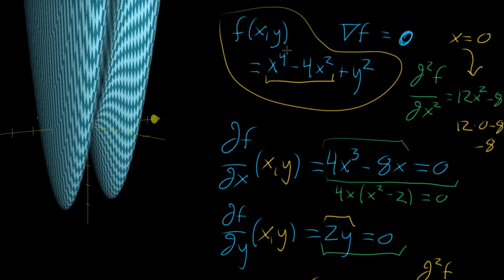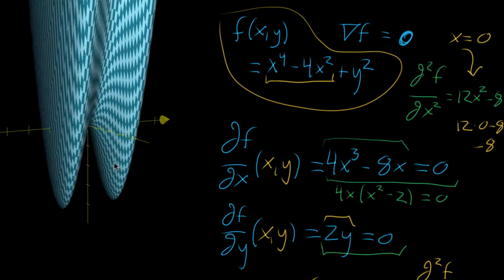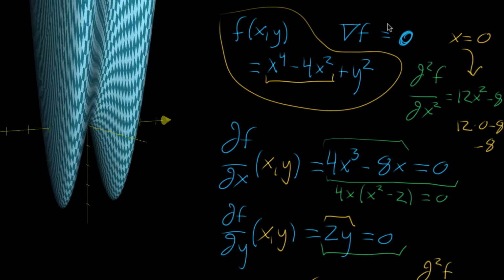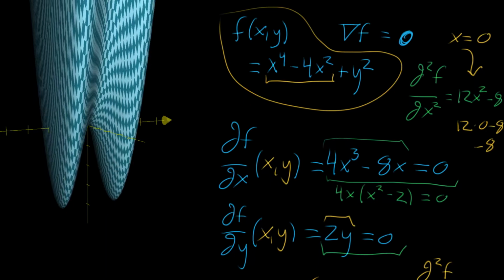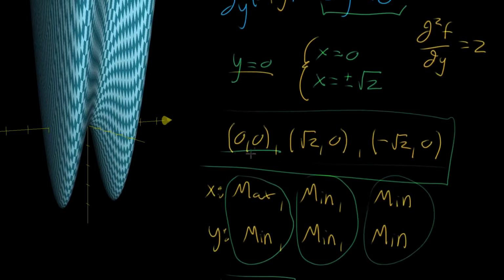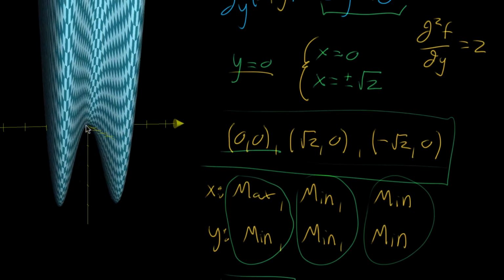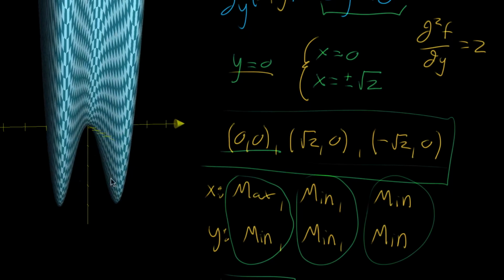In the last video, we took a look at this function f of x, y equals x to the fourth minus 4x squared plus y squared, which has the graph that you're looking at on the left. And we looked for all of the points where the gradient is equal to 0, which basically means both partial derivatives are equal to 0. And we solved that, and we found that there were 3 different points: the origin 0, 0, and then square root of 2, 0, and negative square root of 2, 0, which corresponds to this origin here, which is a saddle point, and then these 2 local minima.